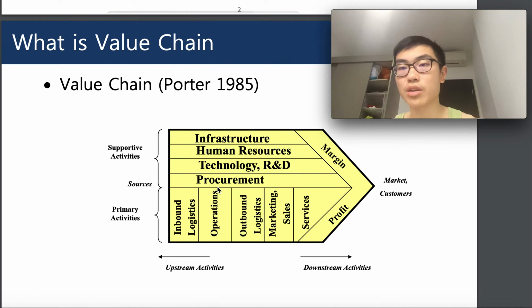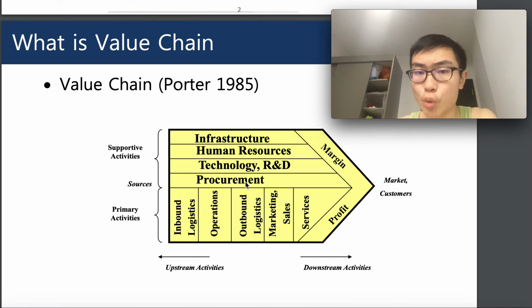If I'm a bread manufacturer, I'm just getting some wheat, getting some flour. If I'm Apple, I'm getting some metal, silicon chips, and plastic maybe, and keyboard, and some pigment for the keyboard, pigment for the computer, pigment for the iPhone. So that's about procurement. So procurement can be linked to inbound logistics because most companies do not own raw materials.